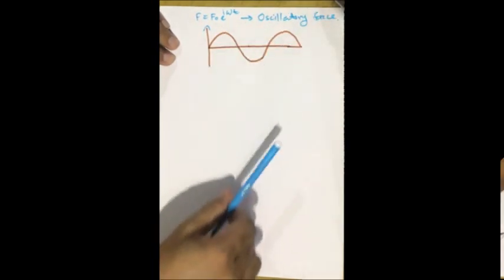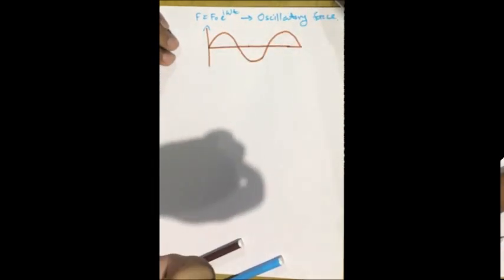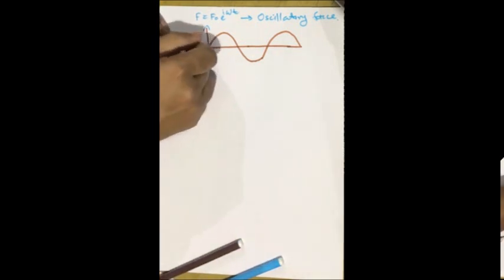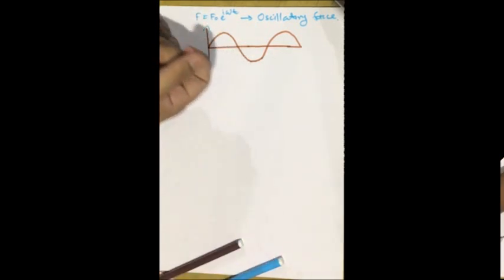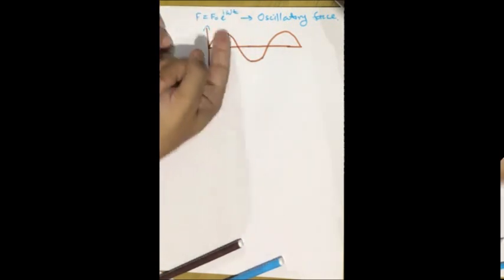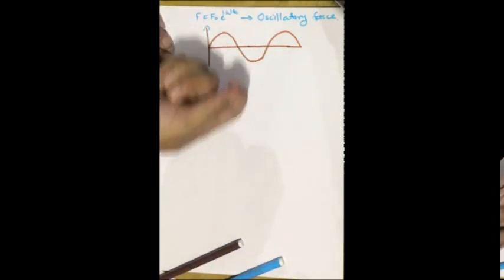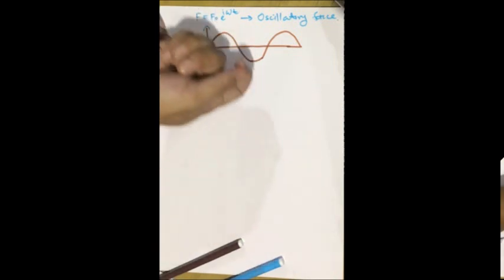Okay, and the simplest example of the oscillating force: suppose you take one end of the string with your hand and start to oscillate it like this. The force applied by your hand will be F equals F naught e to the power i omega t. This is the best practical example of an oscillating force. Just move the string like this; this is an oscillating force.